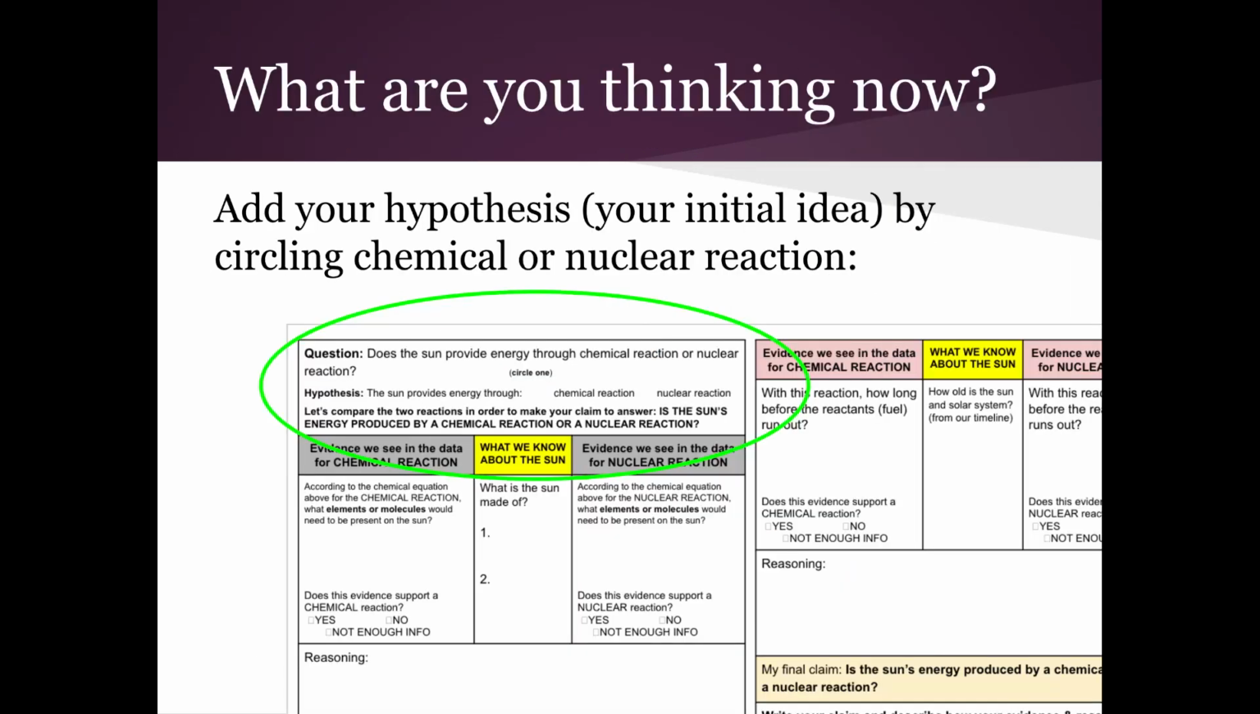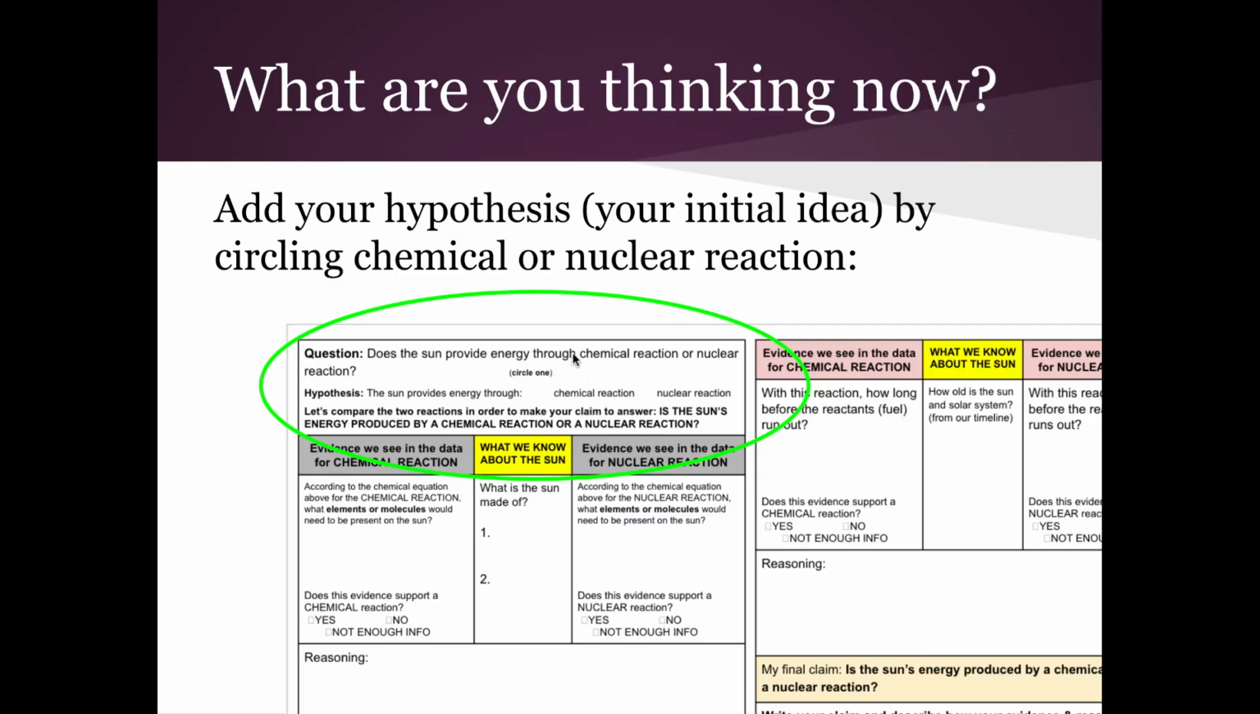Awesome. So we are going to jump in and try to actually look at this evidence and use the evidence to make our decision. But I want to know right now, what are you thinking? What's your kind of gut? In science, we call our gut, our instinct of what we think will happen, our hypothesis. It's our initial idea. So you're going to take a moment and circle right here.